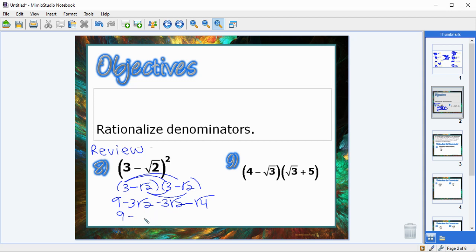And negative root 2 times negative root 2 would be negative root 4. Combine the middle terms. Negative 3 plus negative 3 is negative 6 root 2. The square root of 4 is 2. The last step here, 9 minus 2 would be 7. So you have 7 minus 6 root 2.